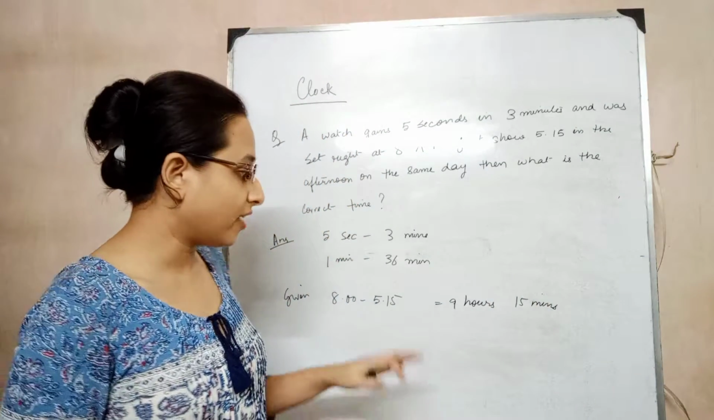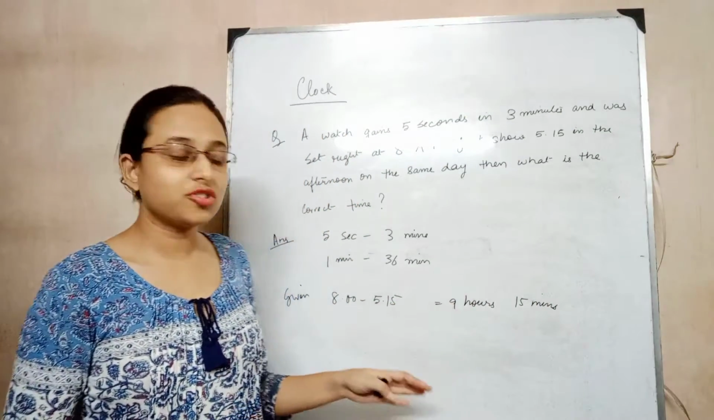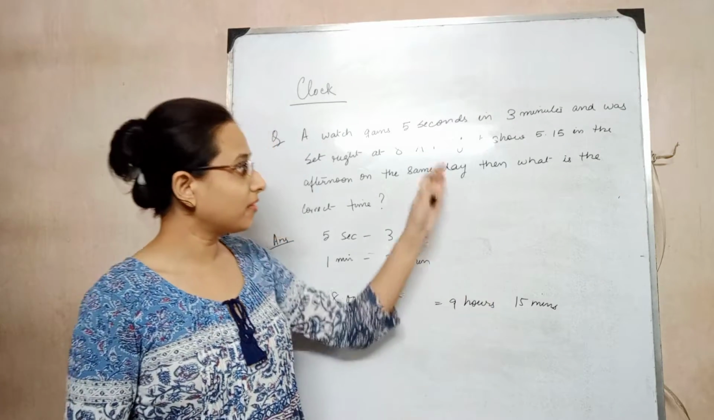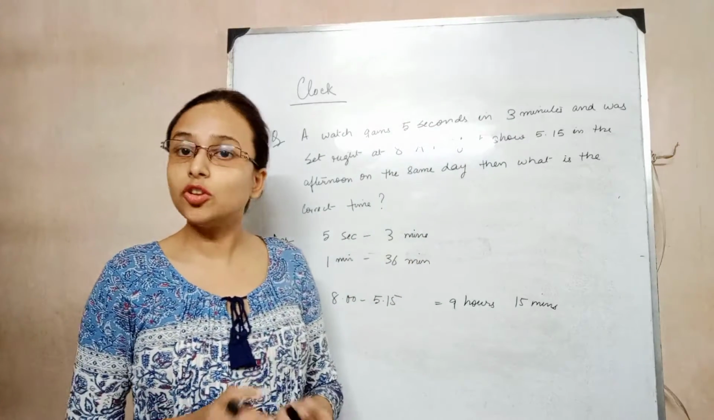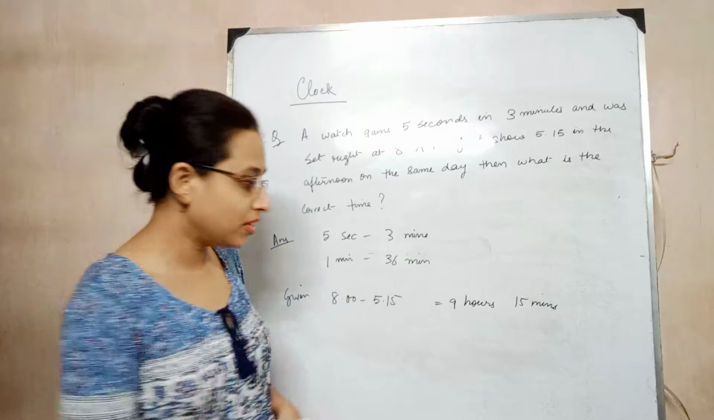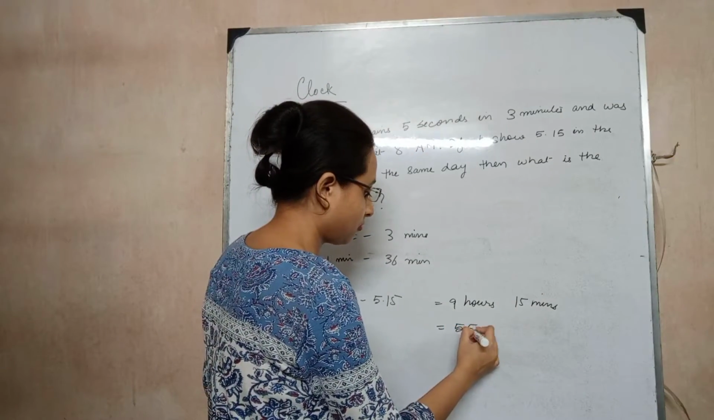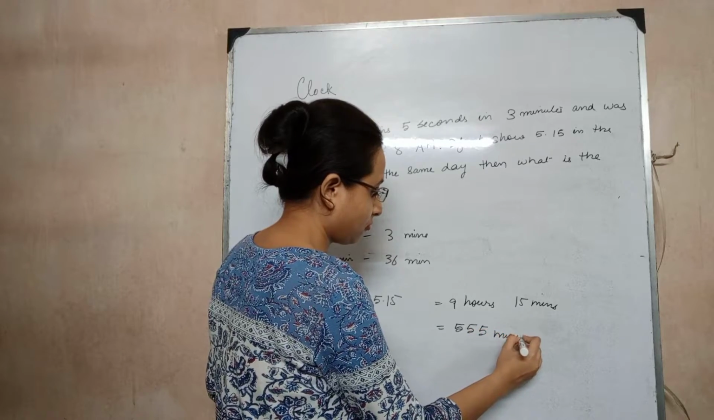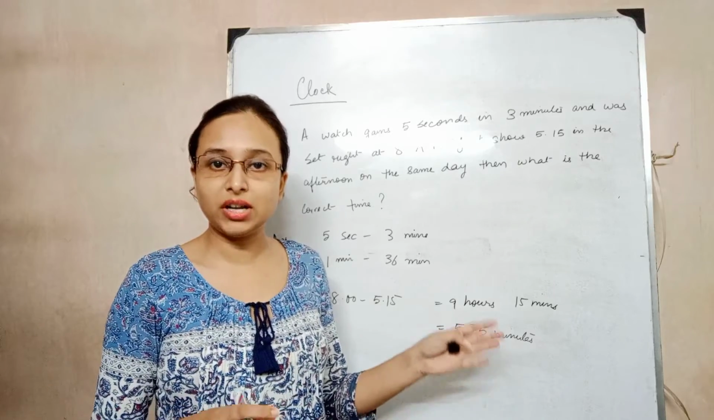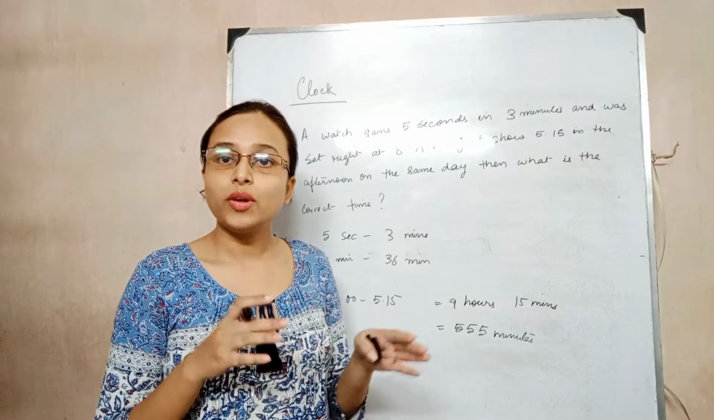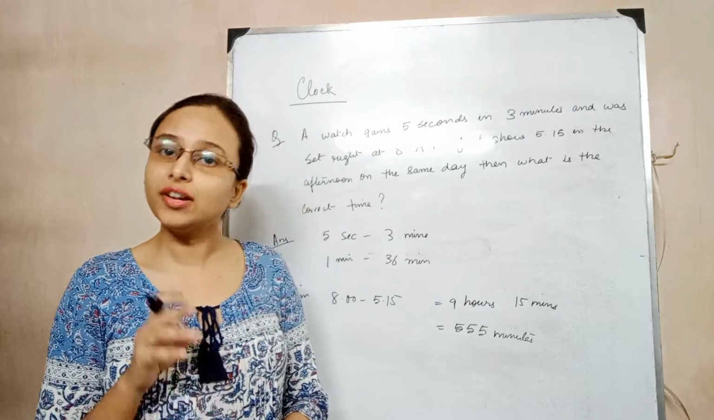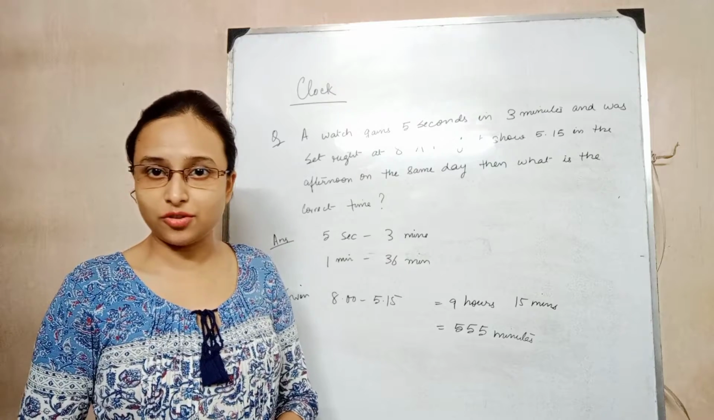The incorrect watch has moved 9 hours 15 minutes according to the wrong watch. Okay, because the question is already saying about the wrong watch. Now 9 hours 15 minutes is 555 minutes. I am doing direct calculation here. You can even multiply it and then do. When the incorrect watch moves for 37 minutes, correct watch moves for 36 minutes. Right? That is the calculation.